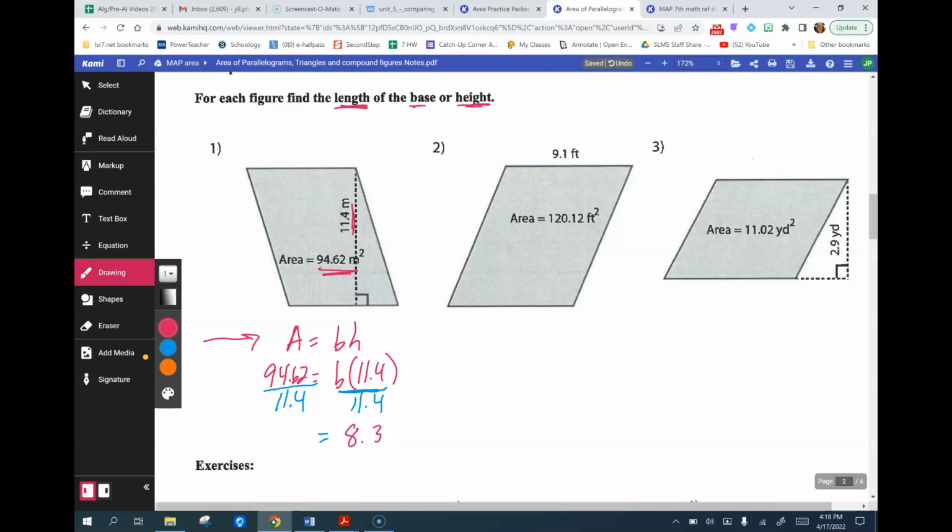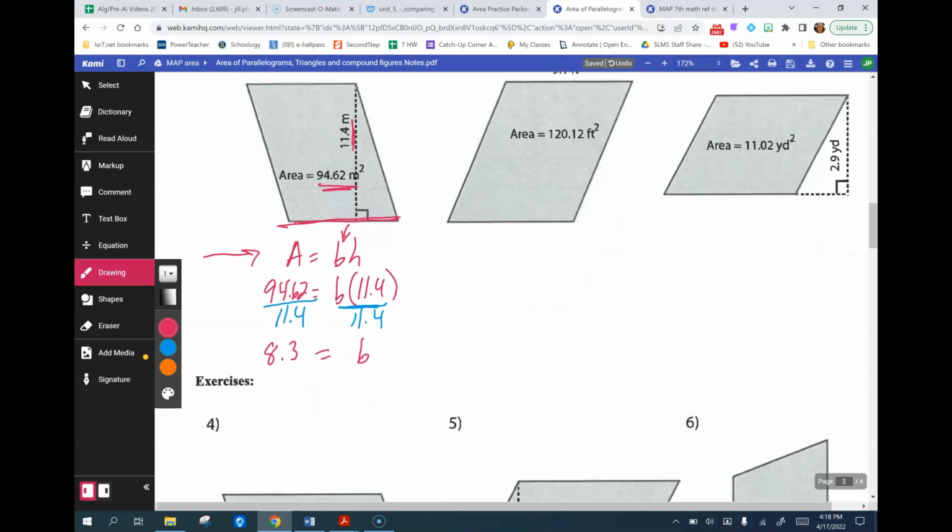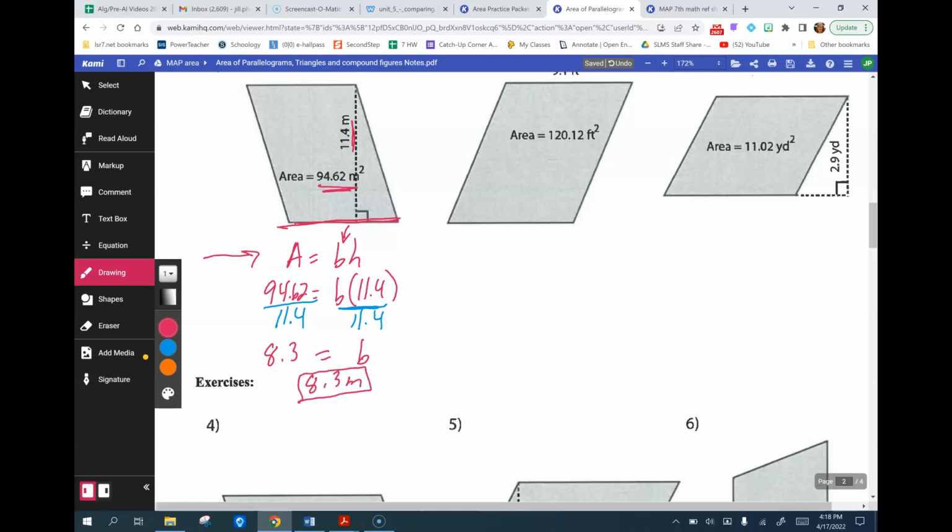And this is just the base. This is the base, is what I just found here. That's this right here. So the base is equal to, whoops, I did that wrong, didn't I? I showed my work wrong. So the base is equal to 8.3. What is my answer then? 8.3 meters, because it's just a length, so it's not going to be squared.